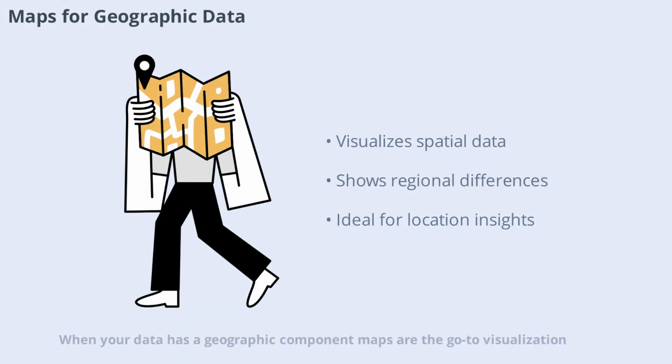When your data has a geographic component, maps are the go-to visualization. From simple location markers to complex choropleth maps, visualizing data on a map helps you understand spatial patterns and regional differences. Maps are essential for fields like logistics, marketing, and public health, where location-based insights can drive important decisions.